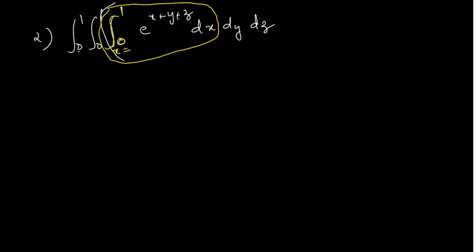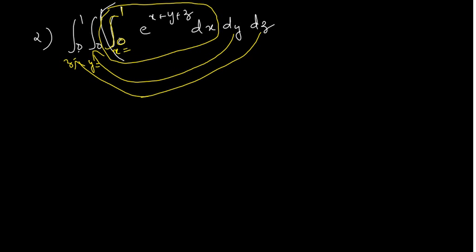Then next to dx it is dy, so the second integral will be along y, and this is the limit for y. And the last one, dz is written, so the outermost integral is with respect to z. So the integral z from 0 to 1, then y from 0 to 1, then x from 0 to 1, of e raised to x plus y plus z dx dy dz.